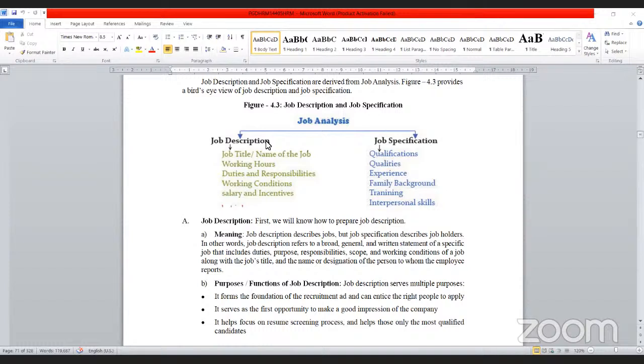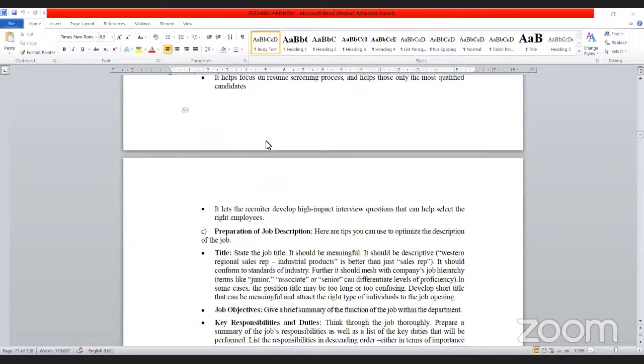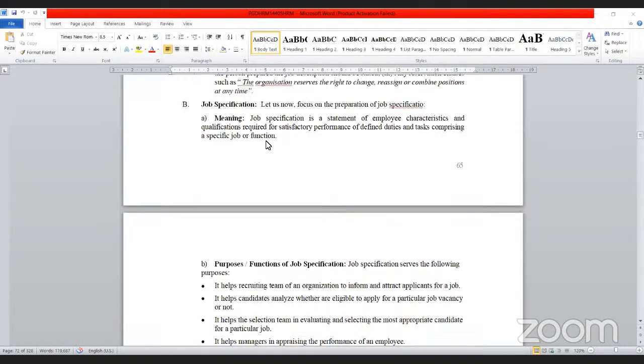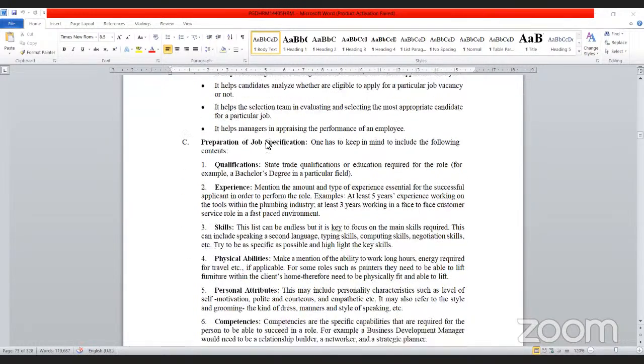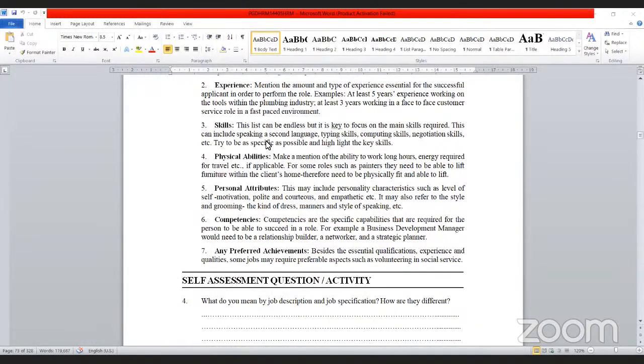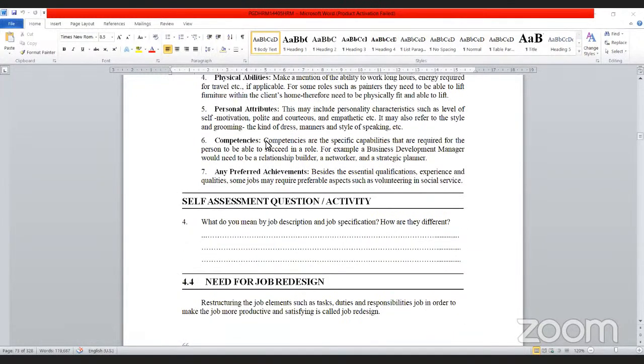Specification is where you are elaborating on why you're designated in this title of the job. That is, you're designated in this title because of the qualification or the qualities that you carry, experience, family background, training, and interpersonal skills. The preparation of job specification is the same: the qualification, experience, skills, physical ability, personal attributes, competencies, and any preferred achievements.